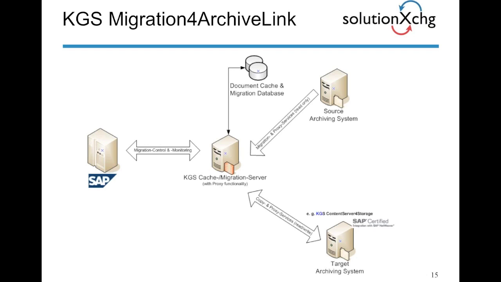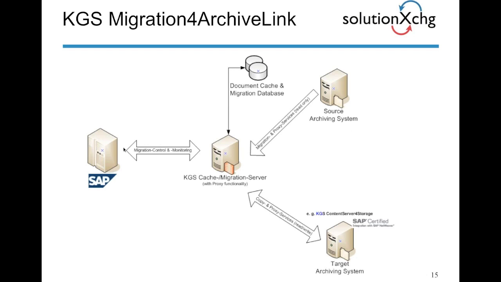So SAP, when retrieving a document, didn't retrieve the document straight from the legacy source system, but instead we redirected retrieval to the cache migration server that was now in the middle and has some proxy functionality built into it. And that redirection can be done with a simple change in a customizing configuration table in SAP.